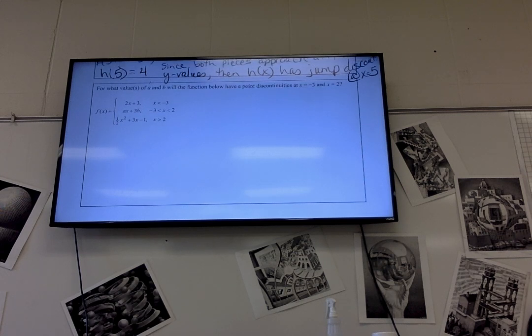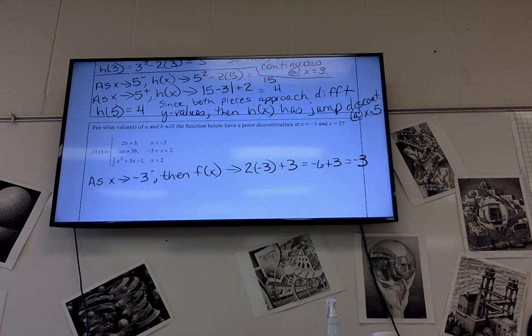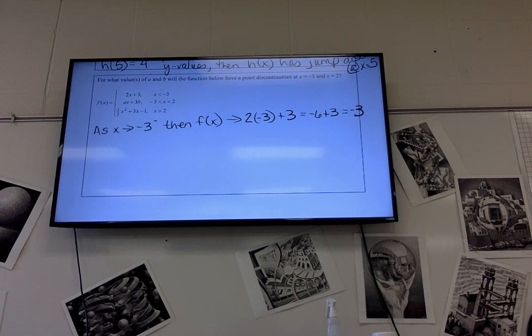So, we say as x approaches, we'll do negative 3 first from the left. Then f of x approaches 2 times x, which is negative 3, plus 3. We don't do the comma. I put then instead of the comma. Same thing. But yeah, it gives us negative 3.